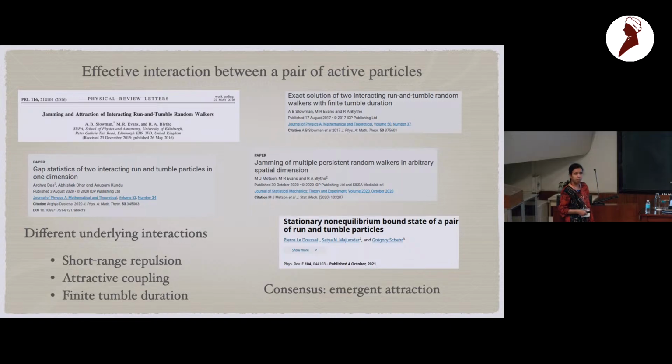It started with Martin Evans's group, where they looked at run-and-tumble particles on a 1D lattice, and showed that in the presence of just exclusion interaction, indeed there is an effective attraction. Other works showed similar things. For example, Satya and Gregory showed that two run-and-tumble particles in the presence of an attractive interaction show enhanced attraction. Similar results were obtained for other kinds of coupling and finite tumble duration. The general consensus is that indeed there is an emergent attraction between active particles irrespective of the underlying coupling.